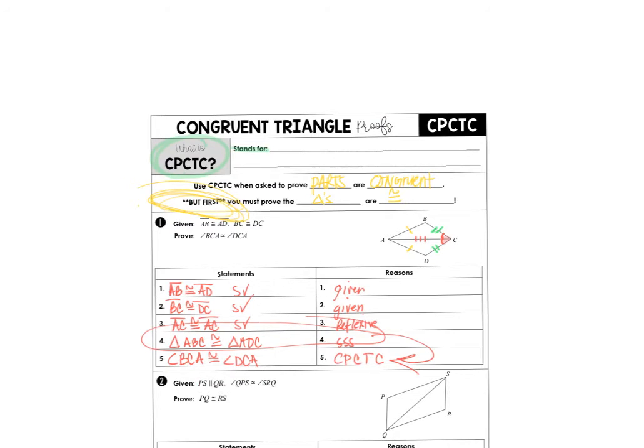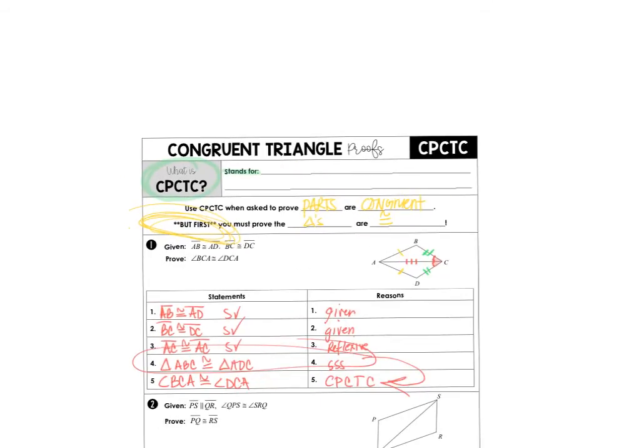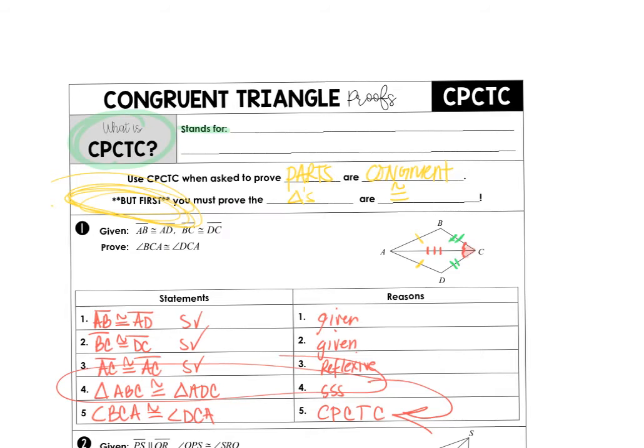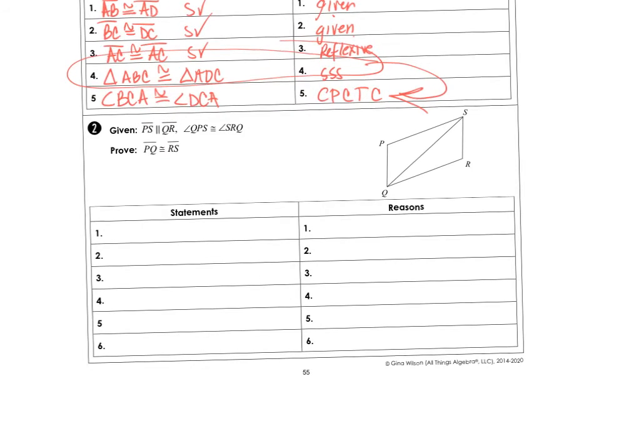So now let's jump over to page 55 and do one more review of a congruent triangle proof where we are proving the corresponding parts congruent. So in order to prove corresponding parts congruent, first we have to prove that the triangles are congruent. If we don't do that, then we cannot use CPCTC to prove that parts are congruent. And we've discussed this already. So let's do one more example, and that example will be number 2.